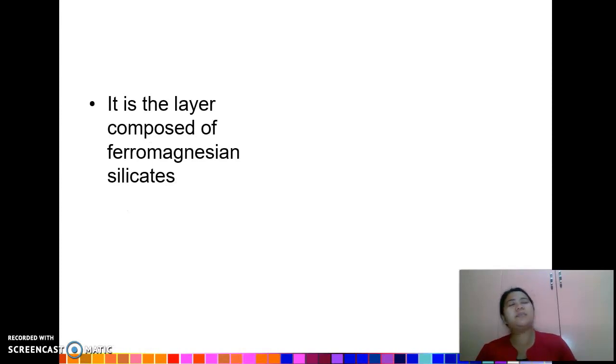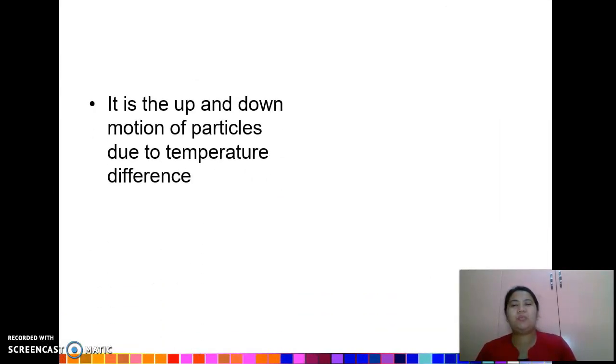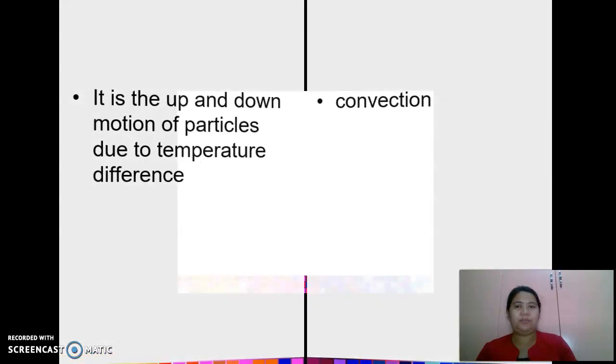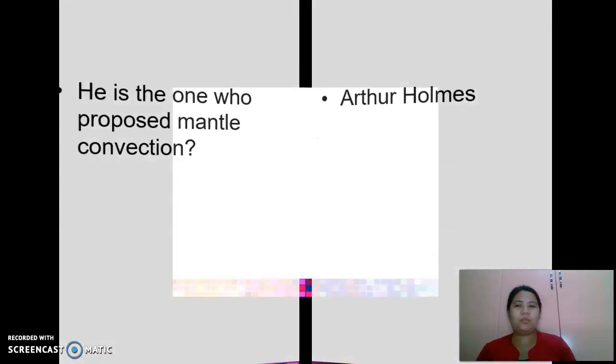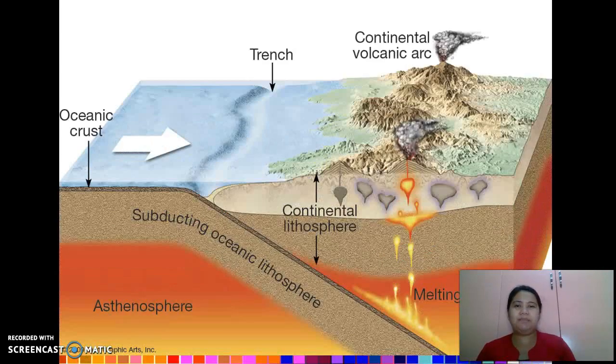So let's have first some review. It is a layer composed of ferromagnesium silicates: mantle. It is the up and down motion of the particles due to temperature difference: convection. He is the one who proposed mantle convection: Arthur Holmes. So I do hope you're taking down notes, because I might be giving 10 item questions about this topic.